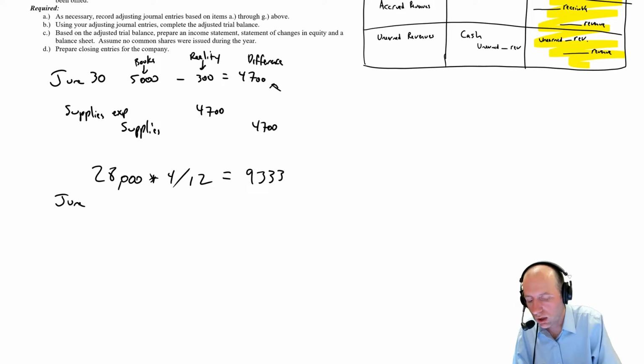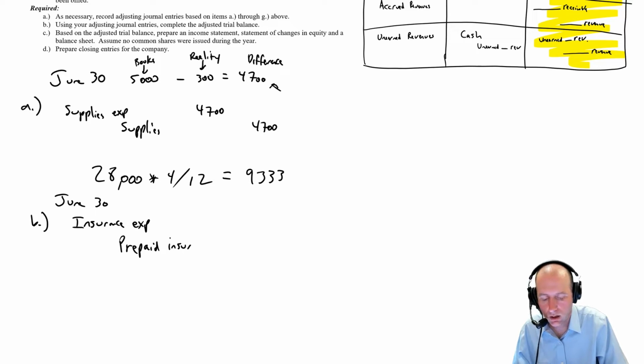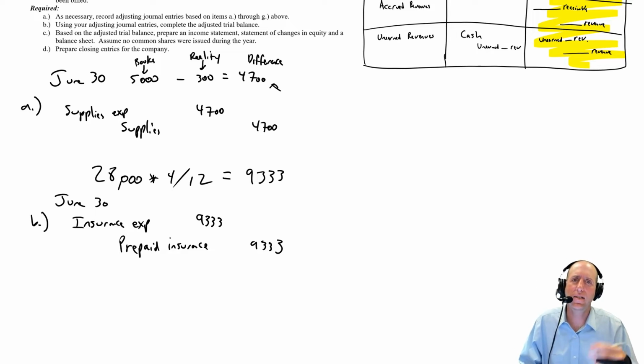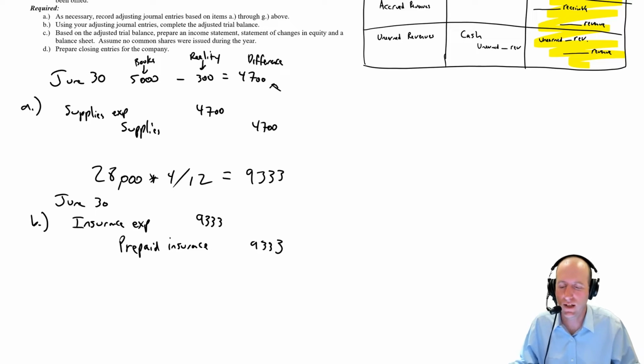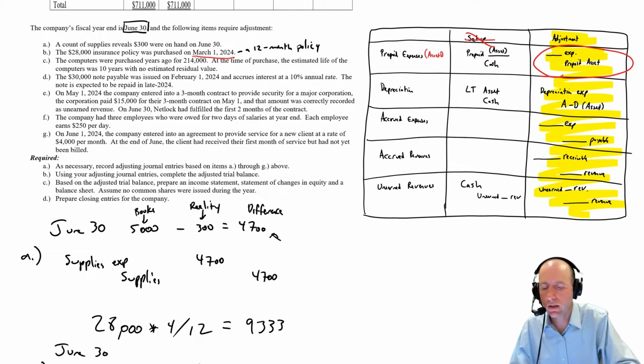So June 30th, and this was journal entry A. Here's journal entry B. A debit, insurance expense, credit, prepaid insurance for the insurance we used up, $9,333. I always say used up. Another way of saying that is the amount of insurance that has expired, right? How much insurance has expired here? Okay, that's B. Let's clean this up. Move on to C.